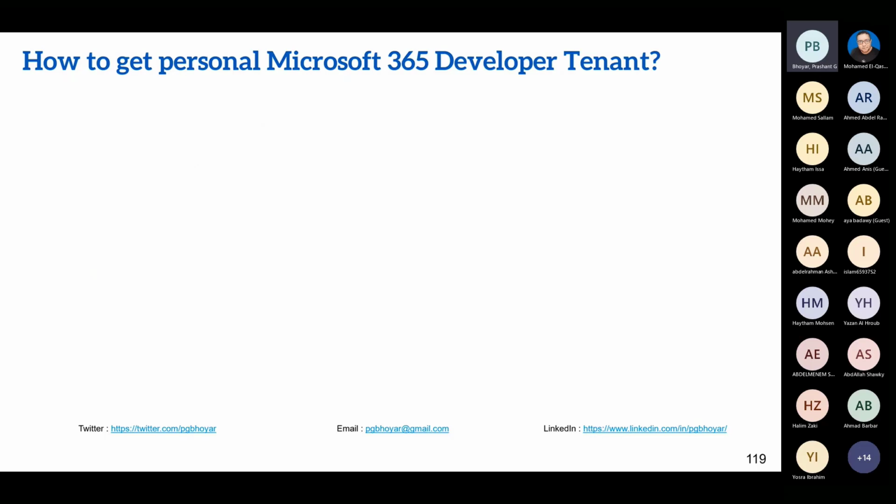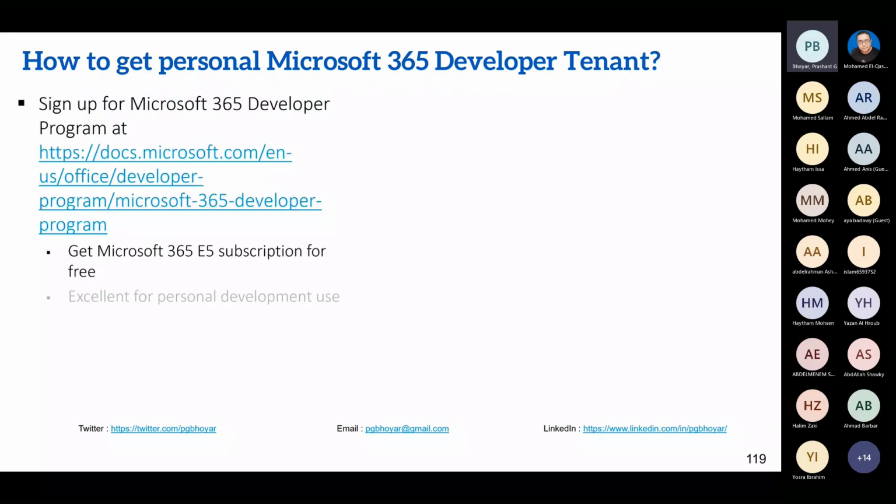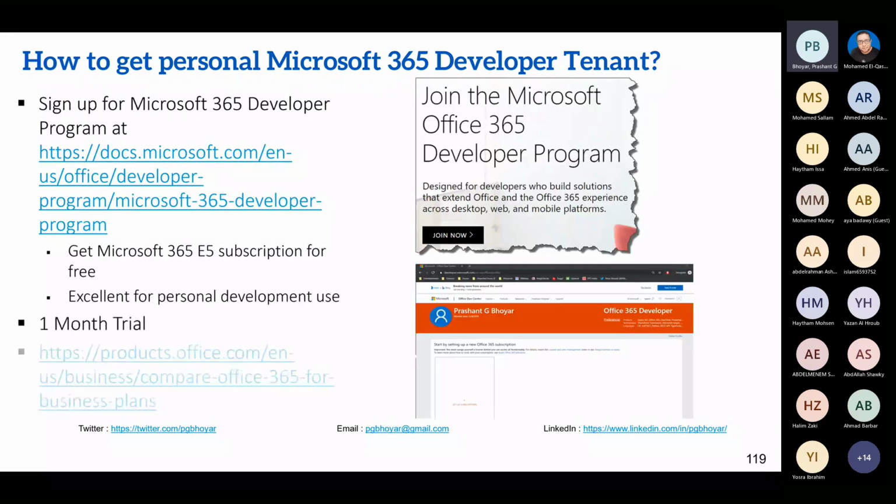In case you would like to get your hands dirty with Power Virtual Agent, and if you don't have the required access, I recommend taking advantage of this program from Microsoft. It's called the Microsoft 365 Developer Program. Go to this link and sign up for the program. It's a free program. Via that program, you can get your personal Microsoft 365 tenant for free, which comes with E5 licenses, and the validity is 90 days.